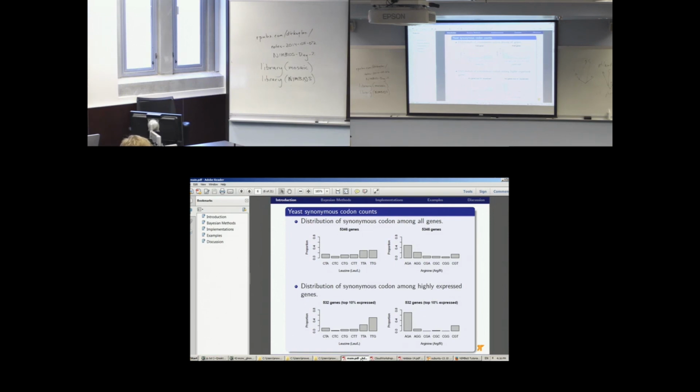If you look at a different species, I'm not sure, but in yeast, if we look at the top 10% of expressed genes, the distribution is totally different from the overall, and it even favors AGA up to 70%. That is evidence that codon usage is correlated with expression. So you want to look at this kind of evidence first. And if there's a strong correlation between expression and codon usage, then it's probably very worth running the code.